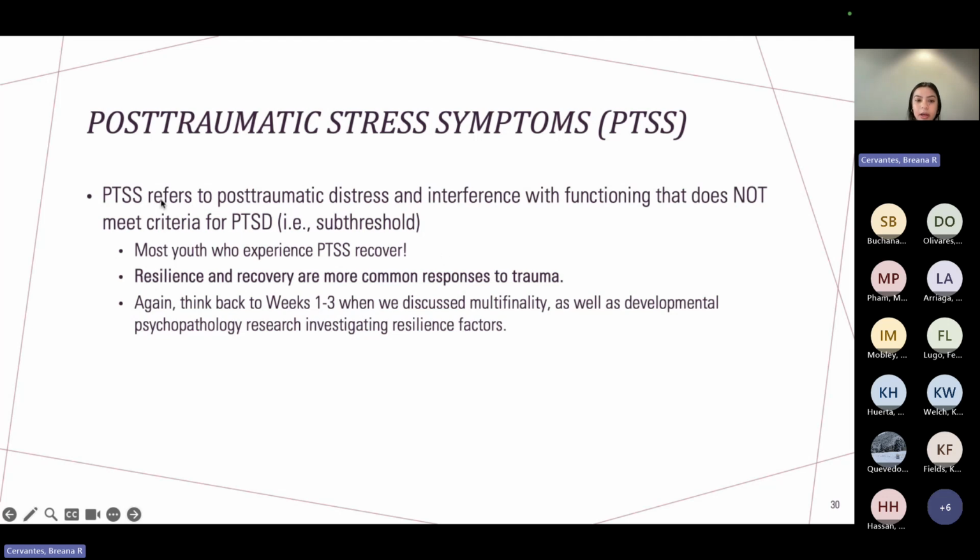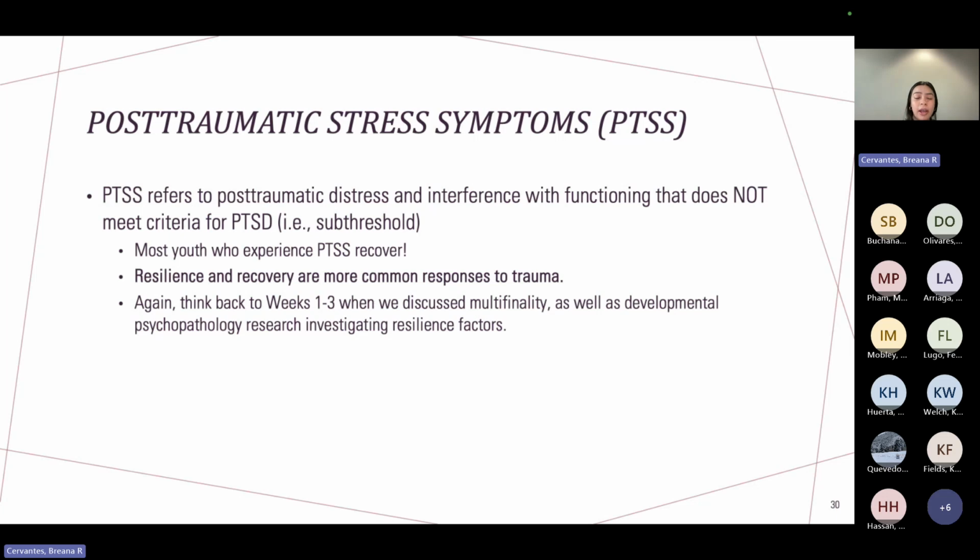It's an important concept because number one, we see a lot of research with this. And number two, most youth who experience these post-traumatic stress symptoms will recover. It's more often that we see resilience and recovery in response to trauma than actual development of PTSD. So if there's a trauma in this child's life, and they start developing symptoms, but they don't quite have PTSD yet, they're experiencing post-traumatic stress symptoms. Over time they're probably growing out of it, or there are resilience and protective factors that make it so that their outcome does not become PTSD or some other psychopathology. There's a more adaptive, healthy outcome.